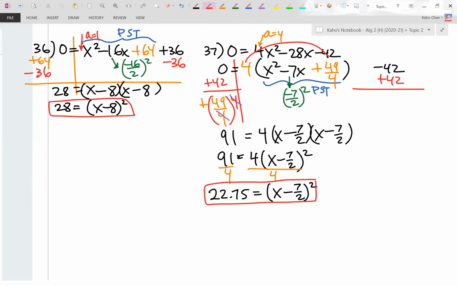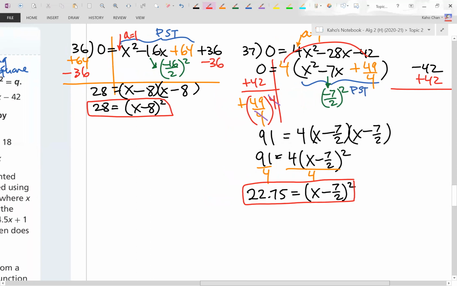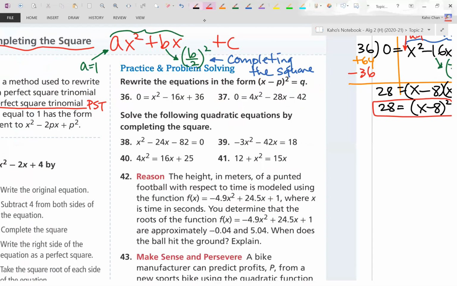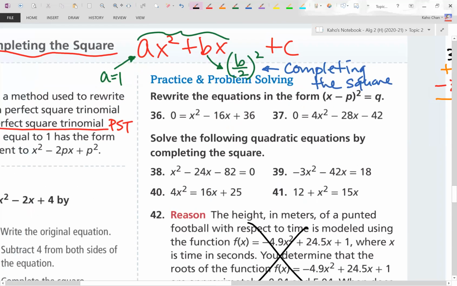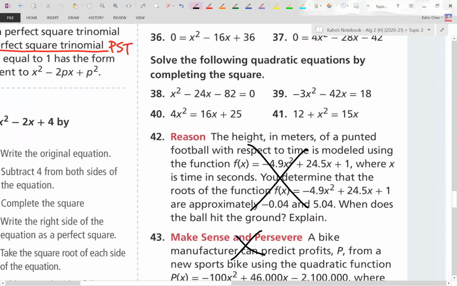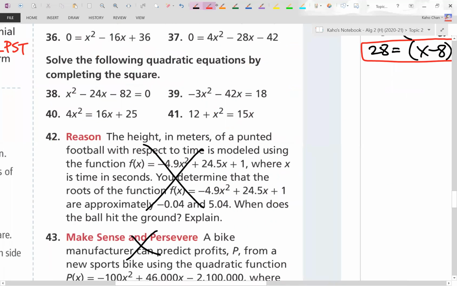All right. Number 38 through 41 is the same exact process, but you have to solve it. I'm not going to do all 4 of those. I'll give you the answer to all 4 first, and then decide which of the 4 I will be doing in a moment here. We will skip 42 and 43, though. Let me give you the answers to number 38 through 41, and then we'll decide which ones we'll do by hand.